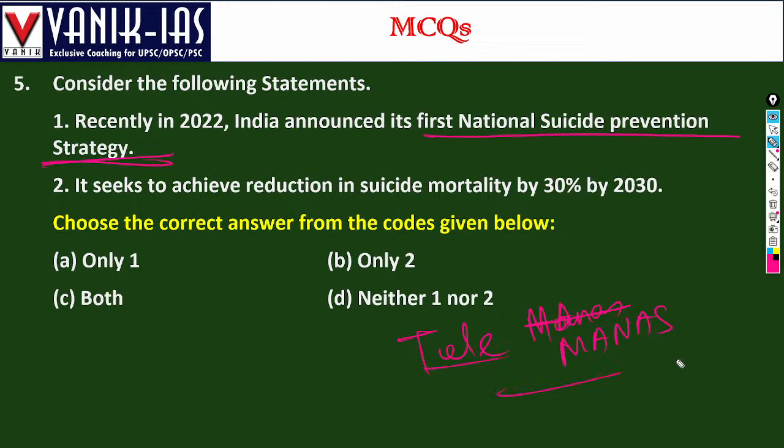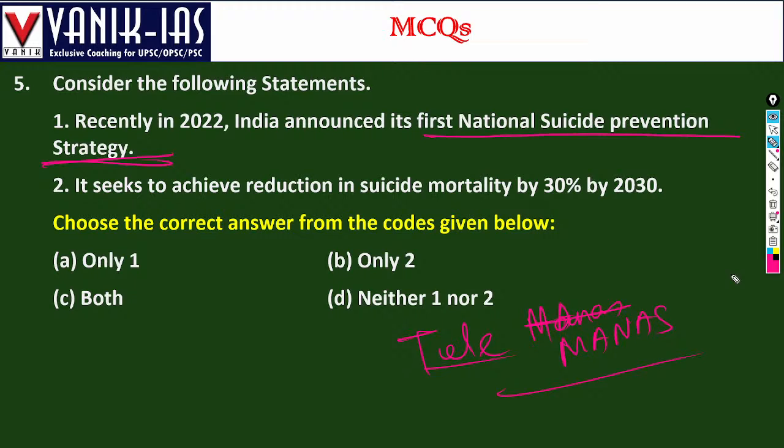By this Tele-MANAS, you can call and talk about your mental problems. It is especially meant to reduce suicide attempts, or any such mental problems that drive a person toward suicide.